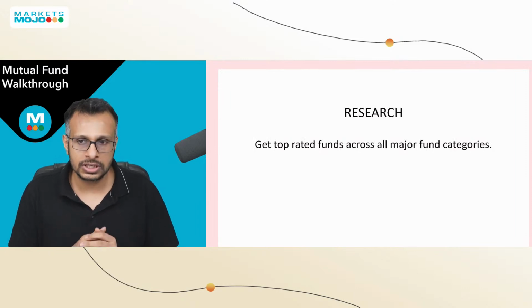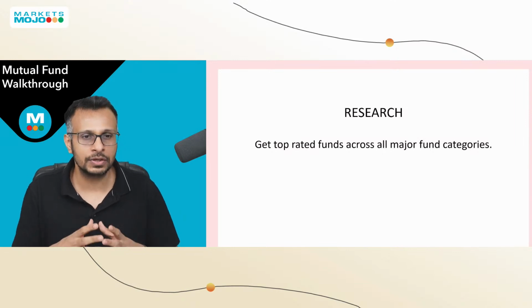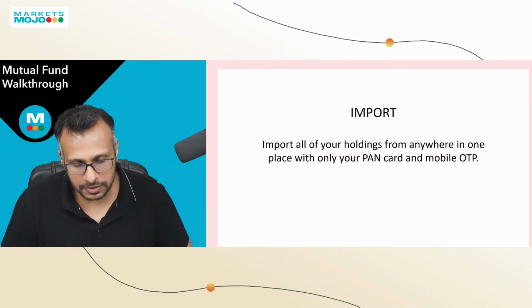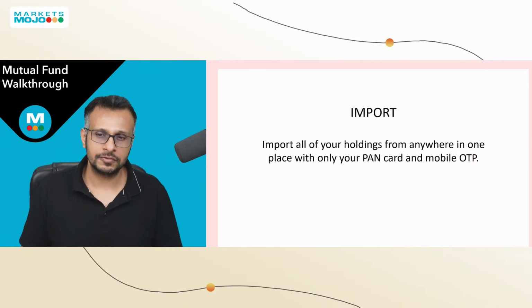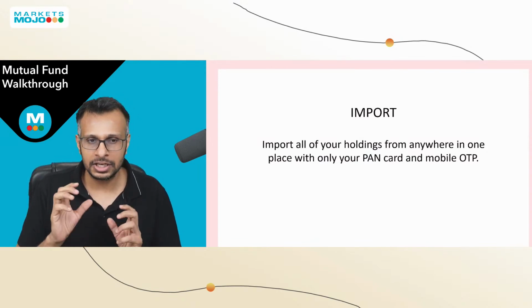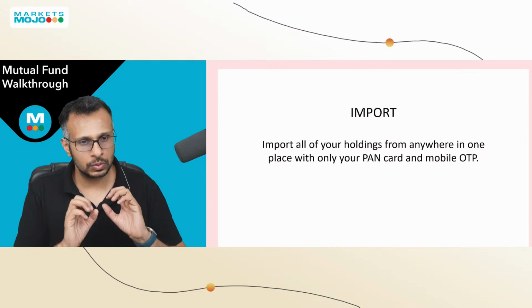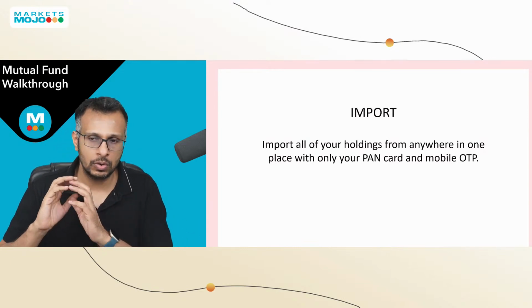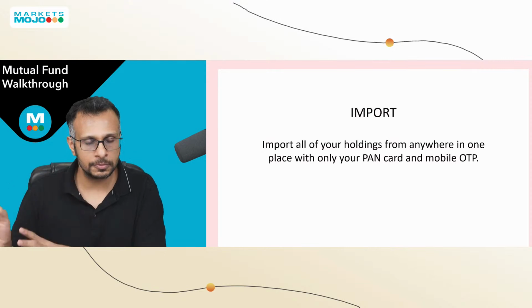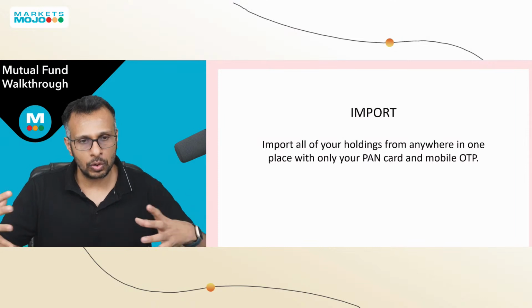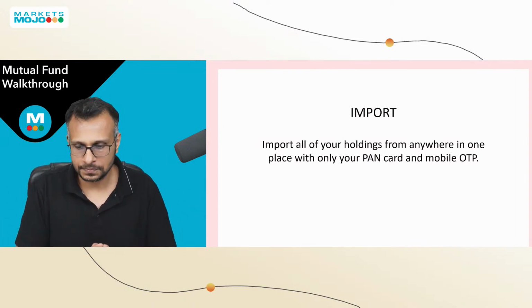With MarketsMojo, using our quantitative data analysis, you get research across all the funds, so you can be in the top rated funds at all points of time. We've introduced a very nice feature from which you can import all your funds in one place. You just need your PAN card and your mobile number, which is linked to your PAN. Maybe you've invested through a distributor, on any platform directly, or from the mutual fund site. Everything will get collated via your PAN card and we'll import all the funds together. You'll get it in one place.